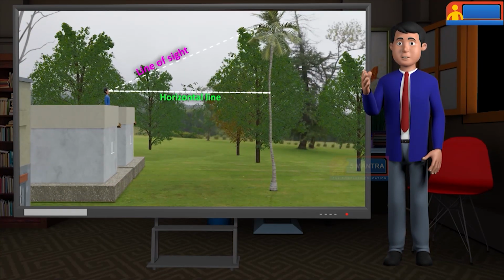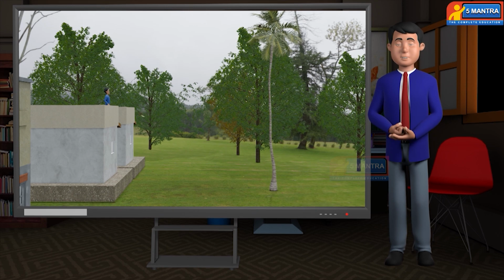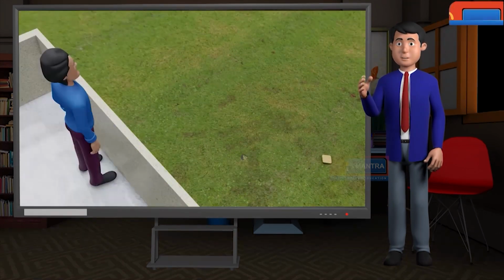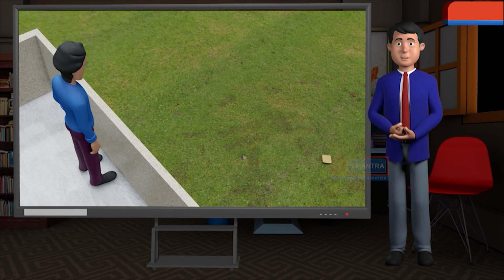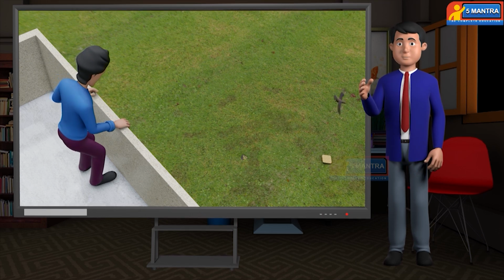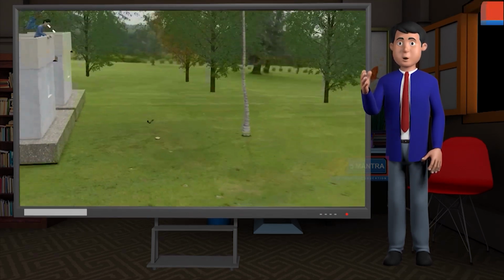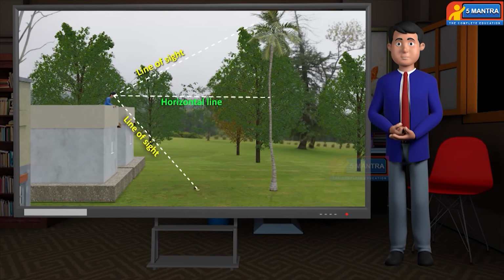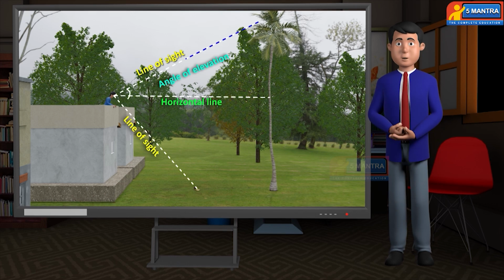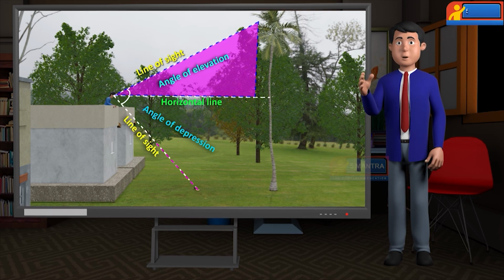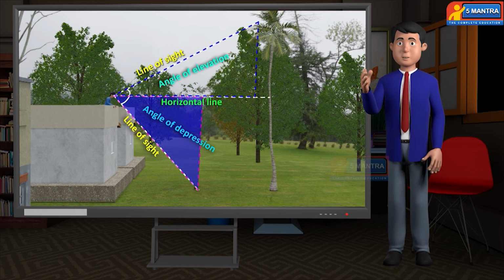Now the observer offers a piece of bread to the crow by throwing it on the ground. Here the observer lowers his head to look at the crow. We can observe that the line of sight is formed below the horizontal line. Finally, formation of the line of sight above and below the horizontal line leads to the angle of elevation and angle of depression.